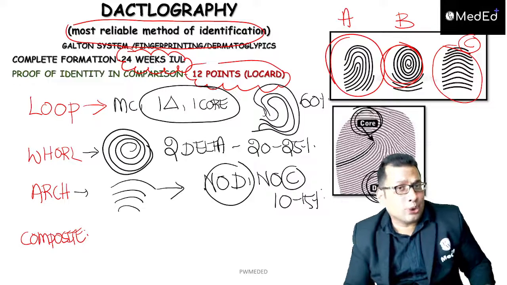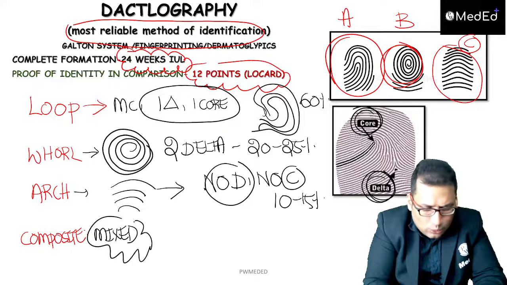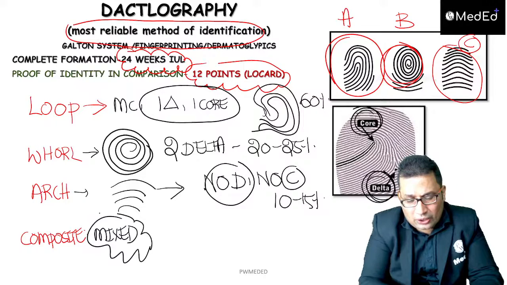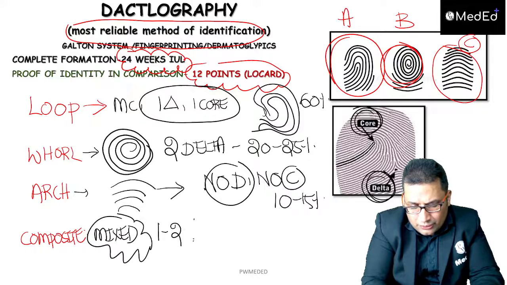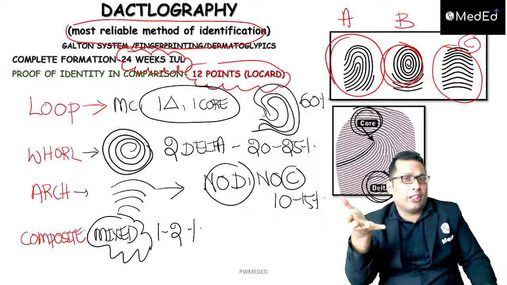The last one is composite. The composite means mixed. Mixed, other than the basic arch, around 1 to 2%. So there are 3-4 MCQs that can be framed.